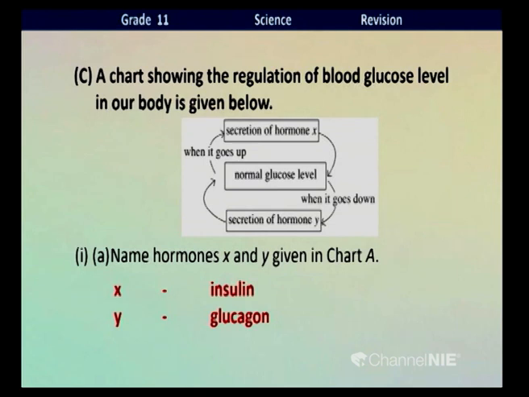The glucagon hormone too is produced inside the pancreas, in the alpha cells of the islets of Langerhans. It is normally secreted when the blood glucose level drops below the normal level. Due to the action of glucagon, stored glycogen in the liver is converted to glucose and added to blood. Then the blood glucose level can be brought to the normal level.